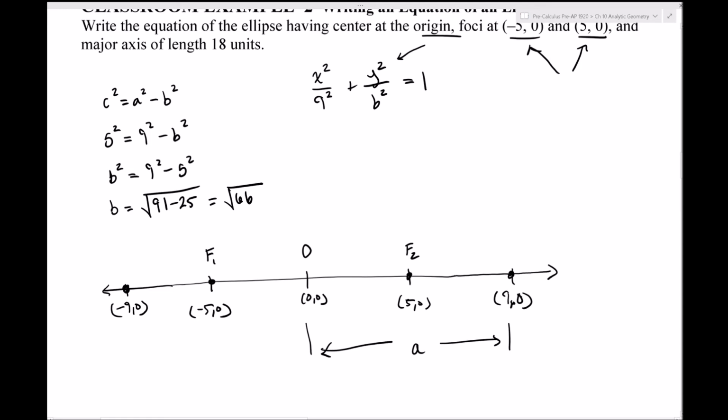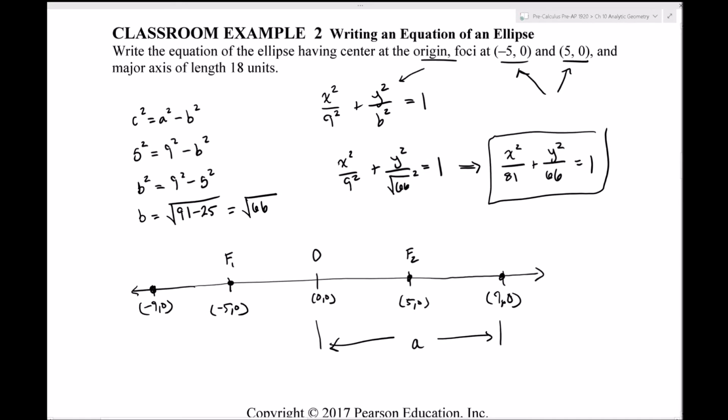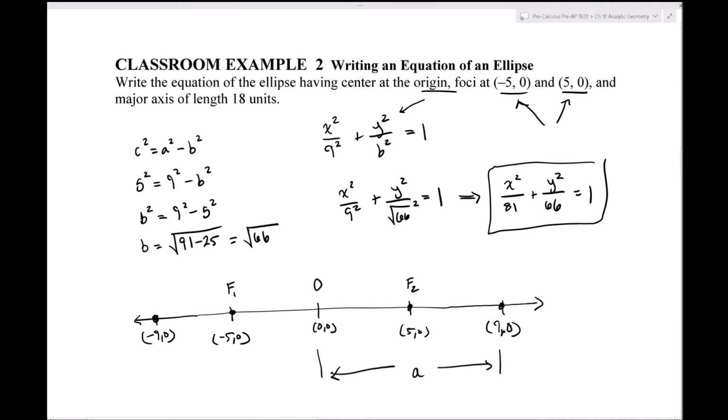So then I want to plug that into the equation. So that's x squared over 9 squared plus y squared over square root of 66 squared is equal to 1. I'm not going to leave it that way. I'm going to square both of those things to make it look nicer, because I don't want a square root in there. So x squared over 81 plus y squared over 66 is equal to 1. And there's the equation written in standard form given the information that I have.